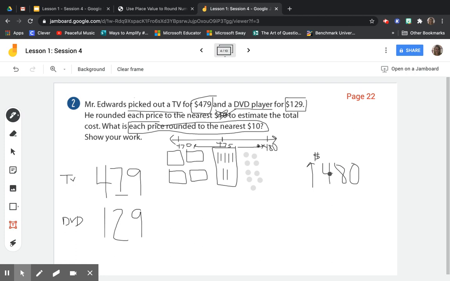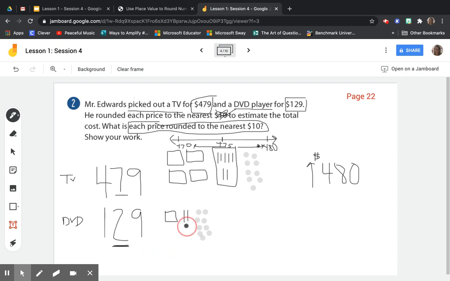Okay, so our TV is about $480. Now, Mr. Edwards is shopping for a DVD player. Let's do this one with our base 10 blocks. Okay, so 100, 10, 20... All right. Now again, I'm looking at my tens. So I'm going to go to my tens. Okay, so my 100 is going to stay the same.